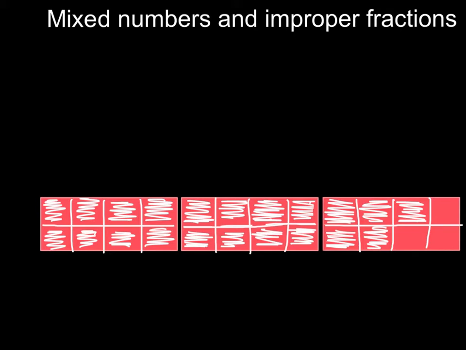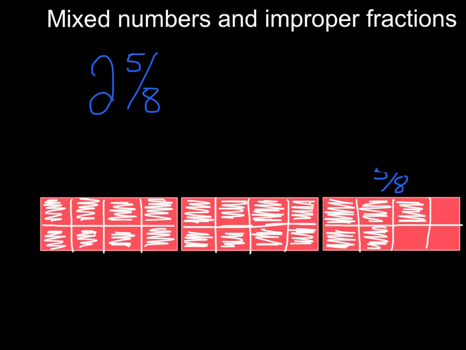I have one whole shape, two whole shapes, and then 5 out of the 8 pieces of another shape. So as a mixed number, I would write this as 2 and 5/8. I have 2 whole shapes completely filled in, and then 5 out of the 8 pieces I need for another one.